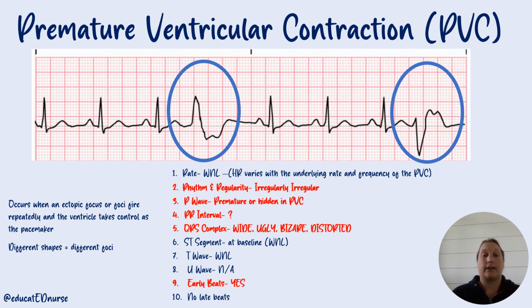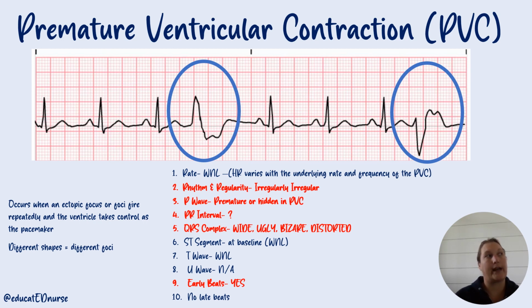The rhythm irregularity, it's irregularly irregular. And that is for a couple reasons, right? So these early beats, there's no rhyme or reason to when they happen, so it's irregular, and they're multifocal, so that's irregular. Sometimes PVCs can have some regularity to them.